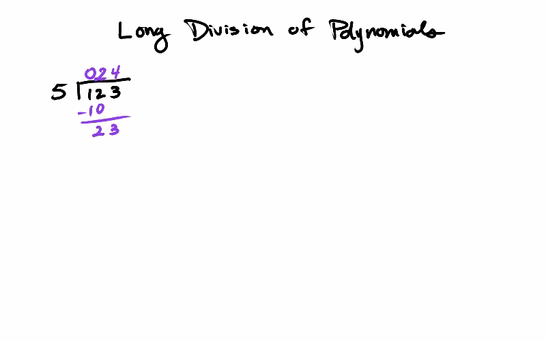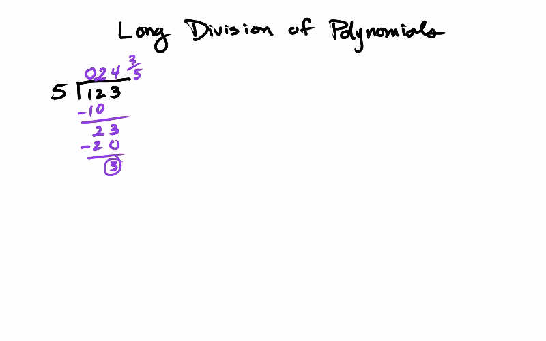And so then 4 times 5 is 20. And then we subtract and we get 3. And then this is your remainder. And with your remainder, we'd put 3 over 5. So 123 divided by 5 is 24 3/5. We can do the same thing with polynomials.